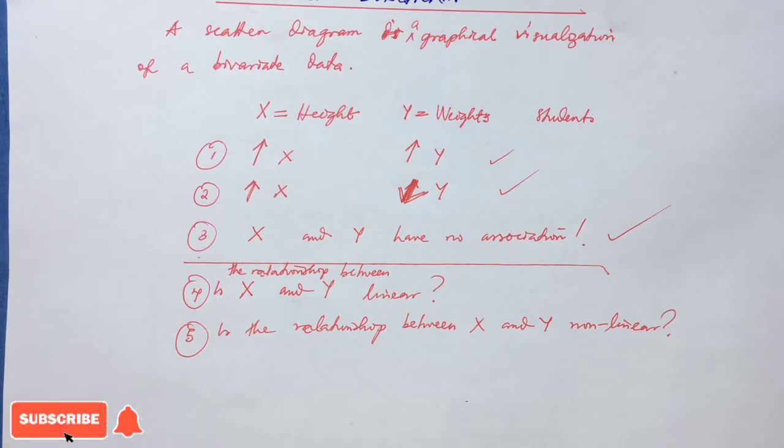A fourth consideration may be, is the relationship between the mathematics scores and the English scores, or the height and the weight, linear? Or are the relationships between those two non-linear? That is what a scatter diagram can help you visualize.